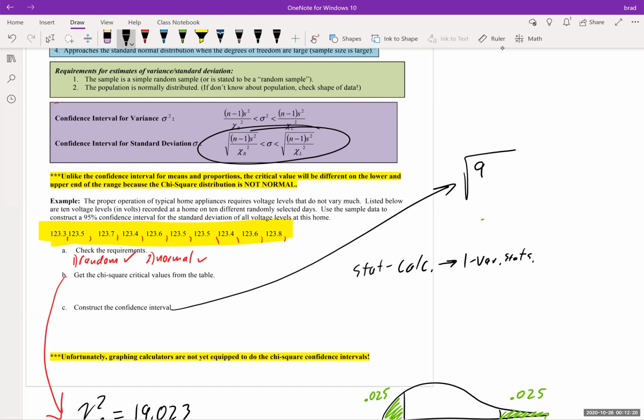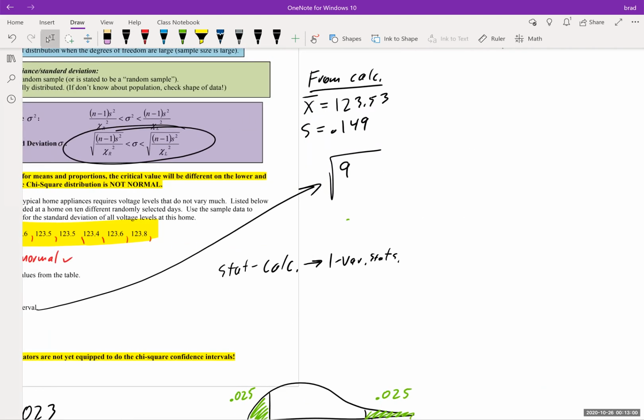Okay. So, I guess we're going to need X bar as well. So I'll put that here. This is information we need from the calculator. X bar is worth 123.53, and then we have S is worth 0.149. Yep, that's what I got, 0.14944 something. So now I can use this information to build my confidence interval.